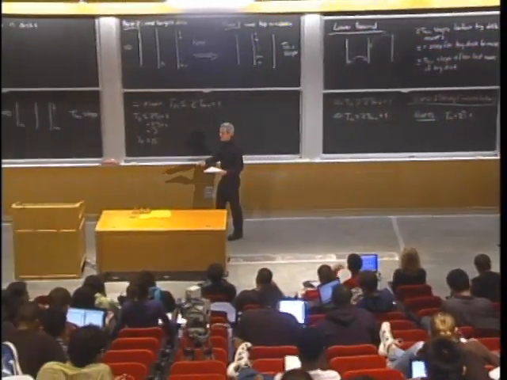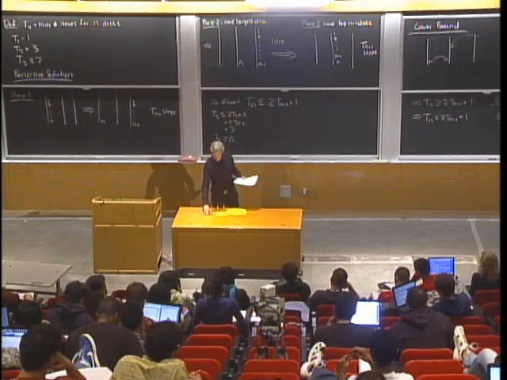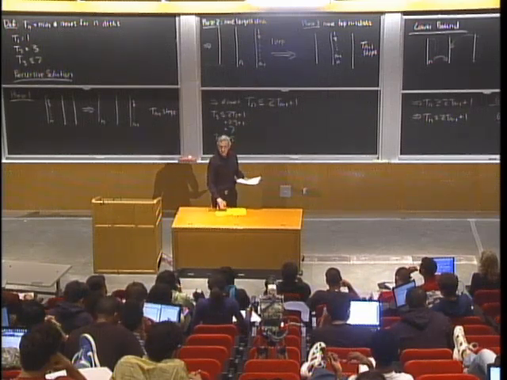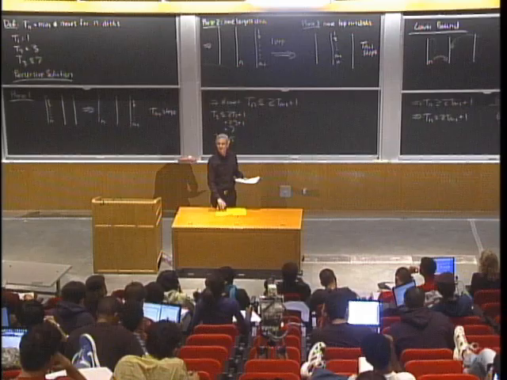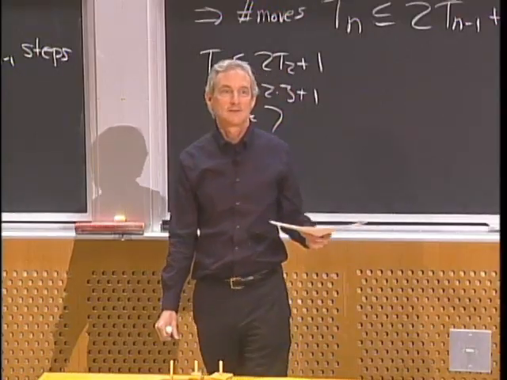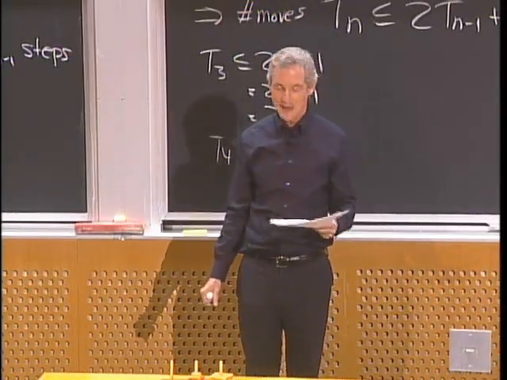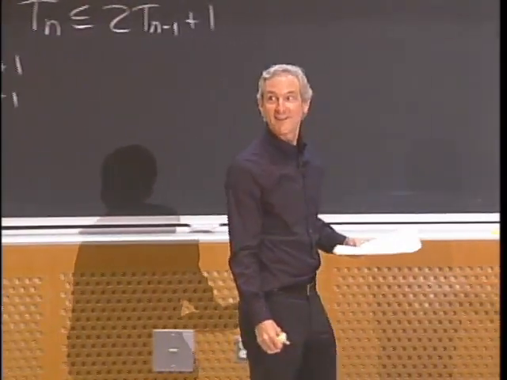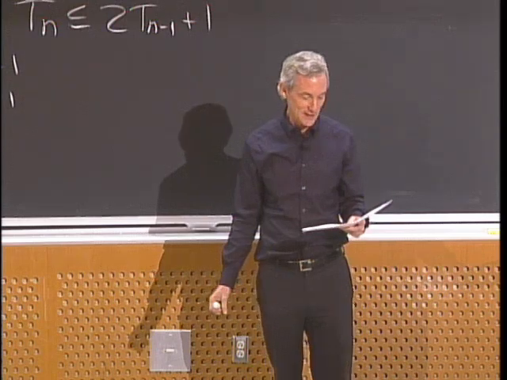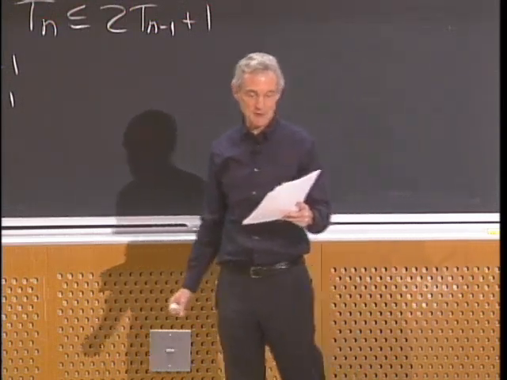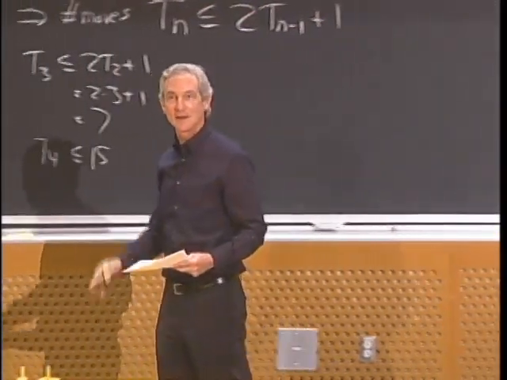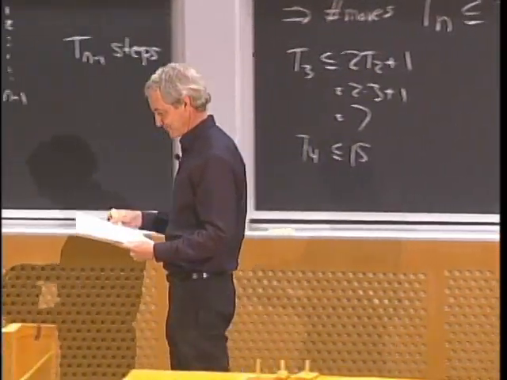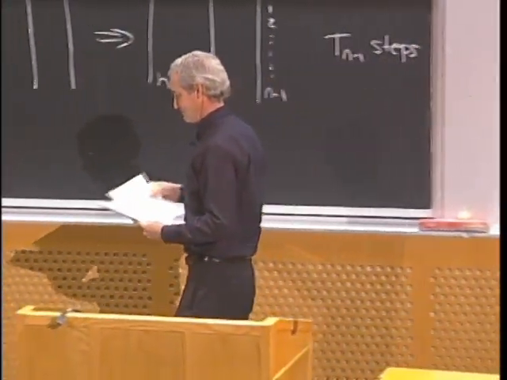All right, how long would it take me to do all 7 disks on this puzzle here? How many steps? 127 steps. How long till the end of the world? A long time. 2 to the 64th minus 1 is 18 billion billion moves. So I'm going to keep those monks busy for a little while before the world ends.